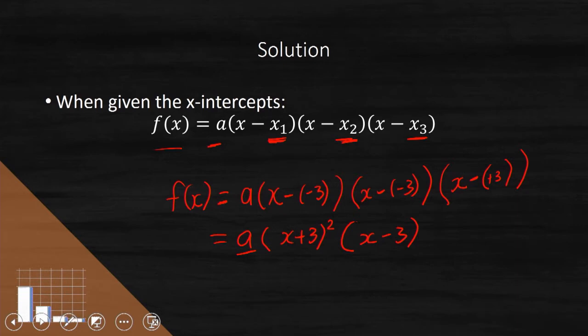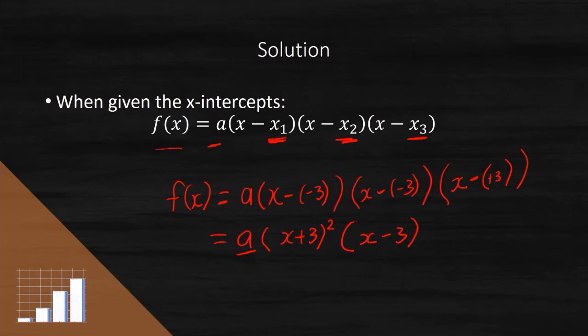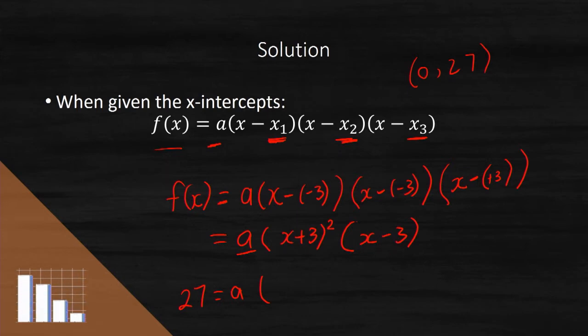I'm going to use 0 and 27, so that's the y-intercept, to help me find the a value. So we're going to substitute x is 0, y is 27, and that will help us find a. So f of x is equal to 27 times a. I choose not to multiply these brackets out. You can if you want to, but you're more likely to make mistakes if you go and square this out and multiply by x minus 3. You're more likely to make mistakes than if you just substitute your x value straight in.